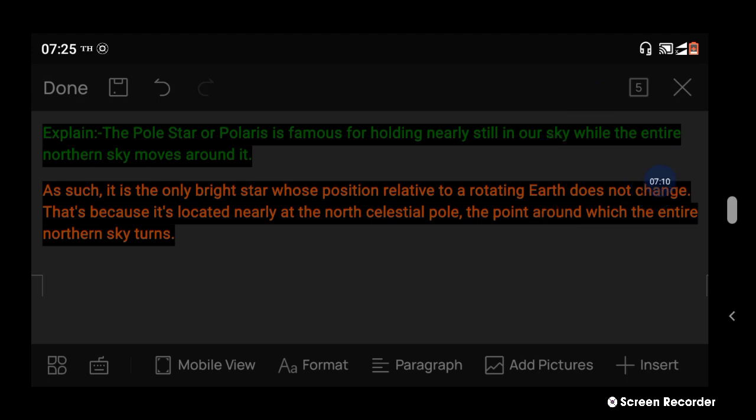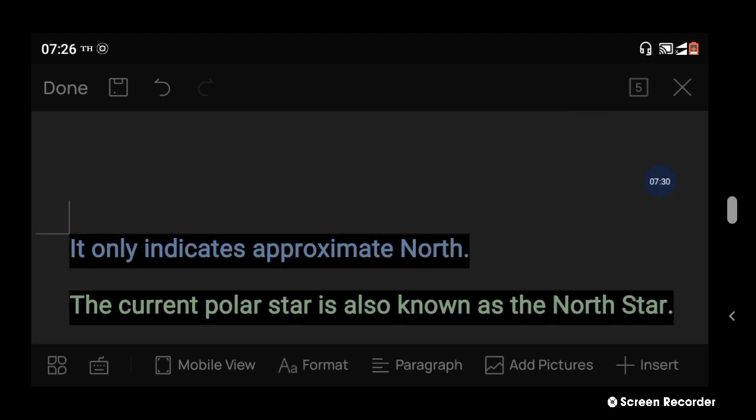As such, it is the only bright star whose position relative to the rotating Earth does not change. That is because it is located nearly at the north celestial pole, the point around which the entire northern sky turns. It only approximately indicates north. This current polar star is also known as the North Star.